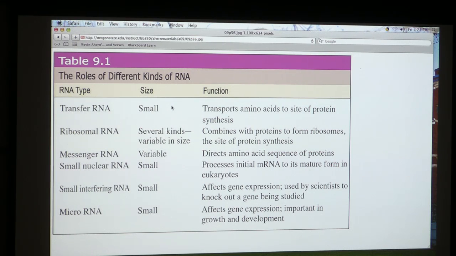Now, there are other small RNAs that have important roles in cells. They're known as small nuclear RNAs, small interfering RNAs, microRNAs. I'm not going to talk about them now. We'll talk about them later in the term. But these can play very important roles in controlling whether or not a gene is converted into protein. So they play some control roles.